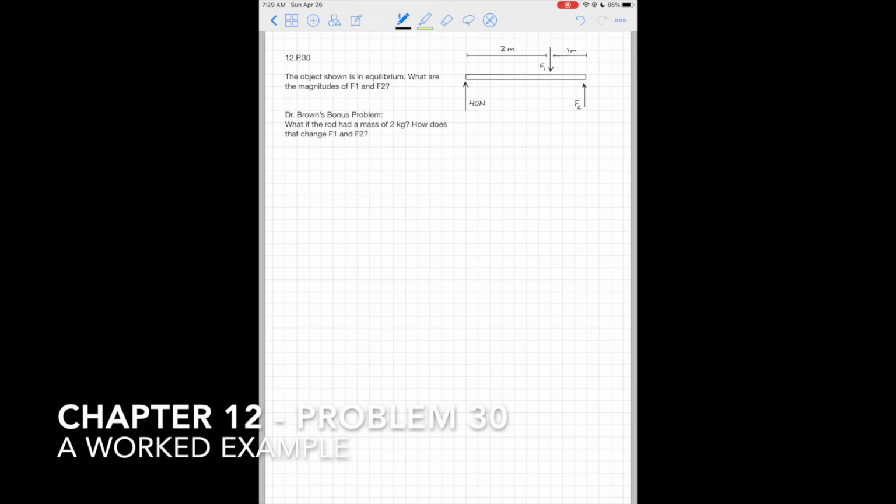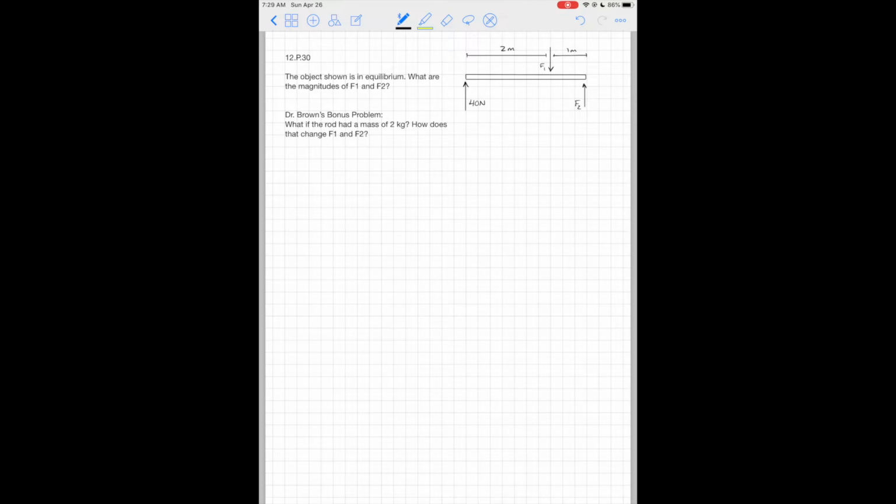Hey folks, we are doing another worked example problem. This one is number 30 from chapter 12. It reads, the object shown is in equilibrium, and it really should say static equilibrium. What are the magnitudes of F1 and F2?